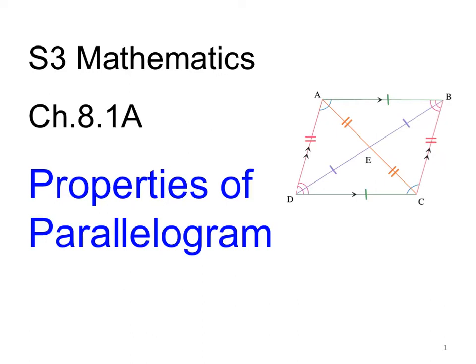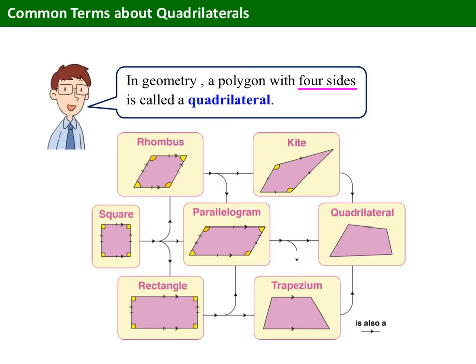Today we will look at Chapter 8.1A, Properties of Parallelogram. So, this is a parallelogram, 平行四邊形. In geometry, a polygon with four sides is called a quadrilateral. So all these shapes here, a square, a rectangle, a trapezium, a parallelogram, a rhombus, and a kite are all quadrilaterals.